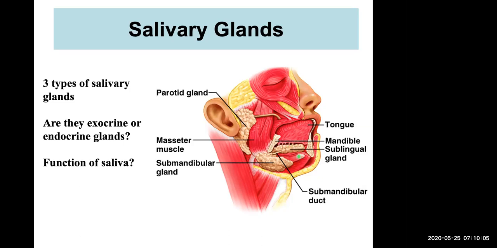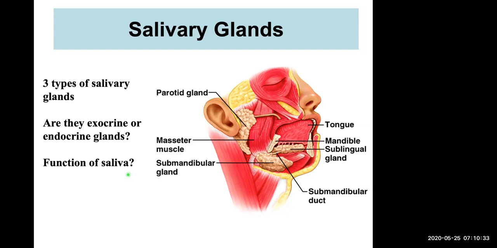The saliva is produced by the gland, and then it gets released into the duct, and the duct then releases the saliva into our oral cavity. So these are exocrine glands, and the function of saliva is to moisten our food, to lubricate the food particles. Saliva has a lot of mucus in it, which helps with that lubrication and moistening.